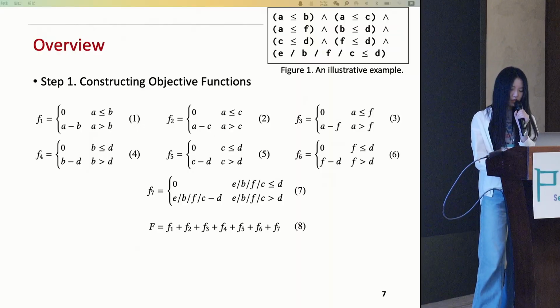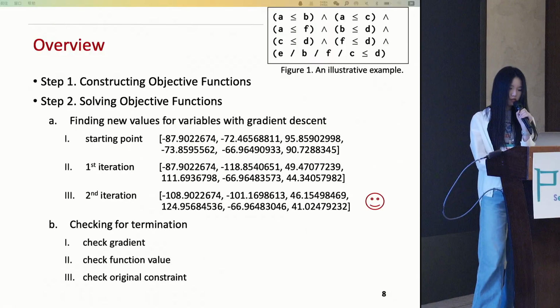Conversely, if any individual clause does not hold, its corresponding objective function returns a positive number, and consequently, the overall objective function f also returns a positive number. Step 2 is to solve the objective function, that is, to solve equation 8 for values of a, b, c, d, e, f, such that they can achieve the global minimum of f and thus satisfy the original constraint.